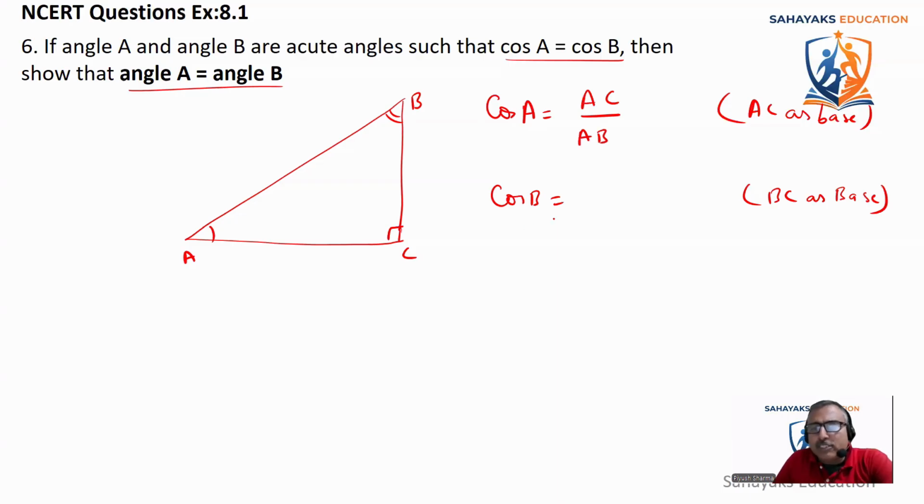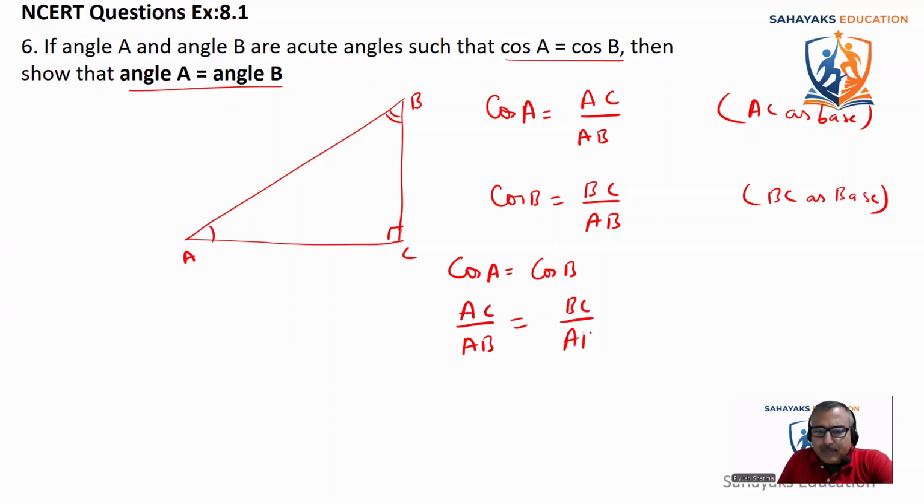Okay. And cos B is equal to BC divided by AB. And they've given that cos A is equal to cos B. If cos A is equal to cos B, that means AC by AB is equal to BC by AB. So if you multiply both sides by AB, what does it give us? It gives us AC is equal to BC.